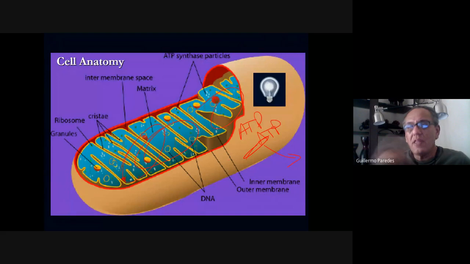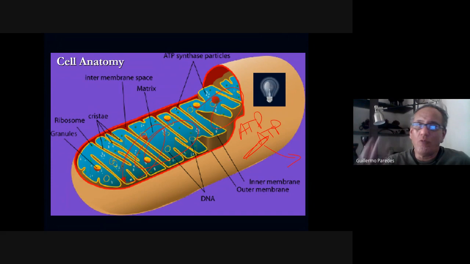Now, another question: why do we need water? Water is everywhere. 60% of your body is water, and water is very important. Why do we need to drink water? Because water is the medium where all these chemical reactions happen. Without water, the chemical reactions to produce ATP will not occur. So now you know why we need oxygen to produce ATPs, and why we need water: because the reactions happen in water. If you don't have water, you cannot produce energy. You okay with that?